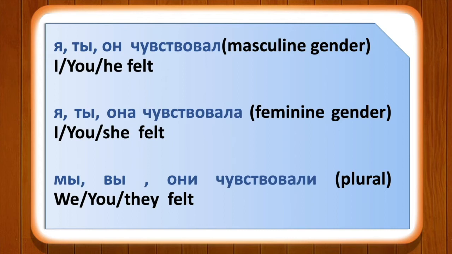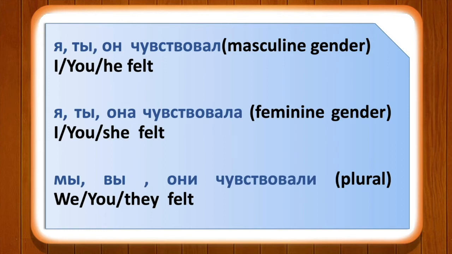And conjugation in past is ya, ti, on chustvaval for masculine gender, and translation could be he felt or ya chustvaval, I felt. Ti chustvaval, you felt. Ya, ti, ana chustvavala for feminine gender. Ya chustvavala, I felt. Ti chustvavala, you felt. Ana chustvavala, she felt. Mi, vi, ani chustvavali for plural forms. Mi chustvavali, we felt. Vi chustvavali, you felt.